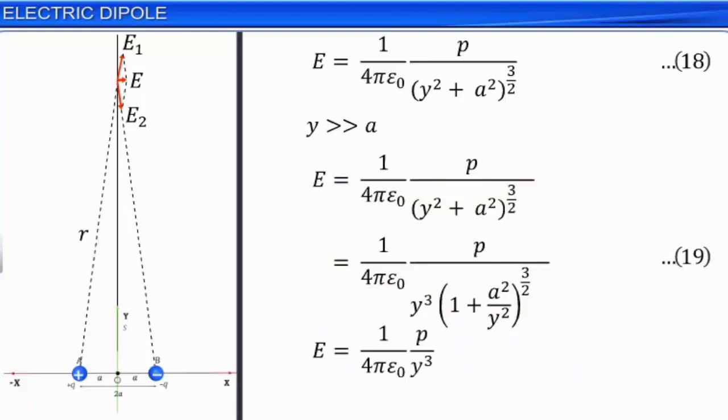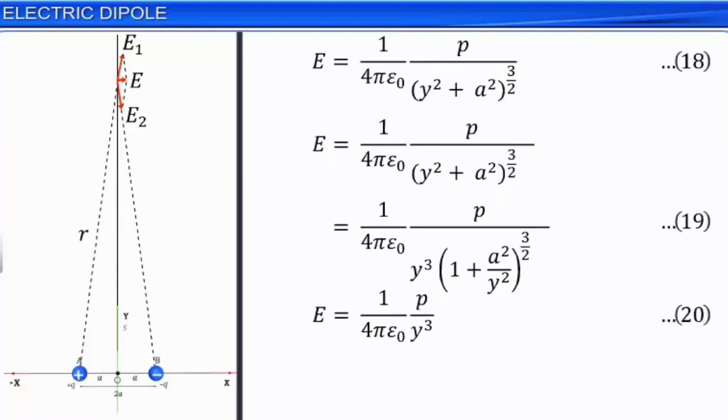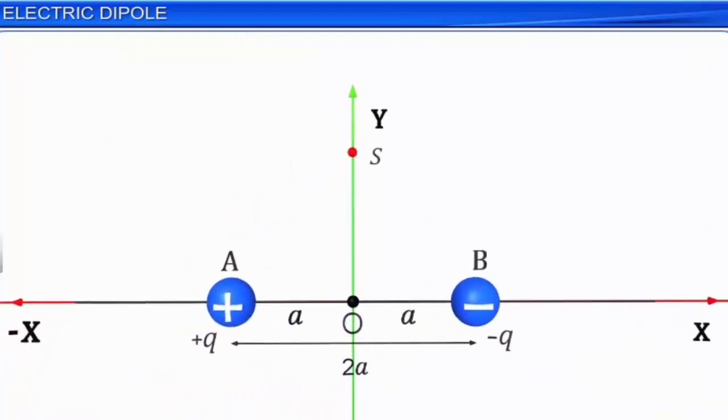In vector notation, electric field strength E can be expressed as shown in equation 21. The minus sign is used since the electric field strength E is opposite to the direction of the unit vector P cap. For a given dipole, the magnitude of the dipole moment P is constant. From the expression of the dipole moment, we get charge Q is equal to P by 2a. Hence, as the length of dipole 2a tends to 0, the magnitude of the charge Q tends to infinity, so that the dipole moment P equal to 2aQ becomes finite.